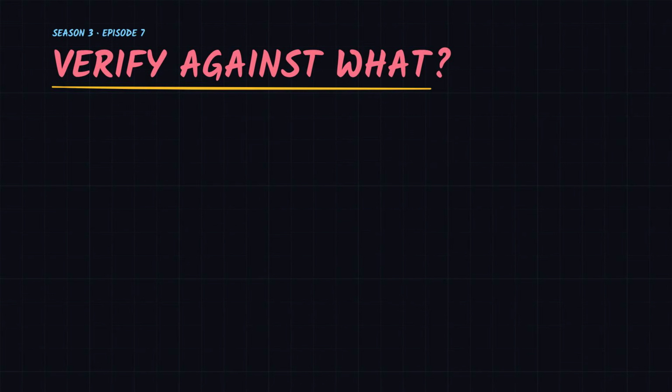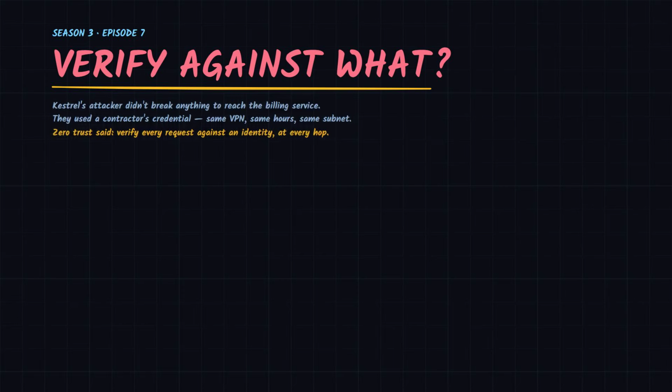Go back to the moment Zero Trust was supposed to fix 6 episodes ago. Kestrel's attacker didn't break anything to get from the scheduling service to the billing service. They used a contractor's credential, the same credential that account had used 100 times before, over the same VPN, during the same business hours, and the billing service let it through because it arrived from an address inside the right subnet.